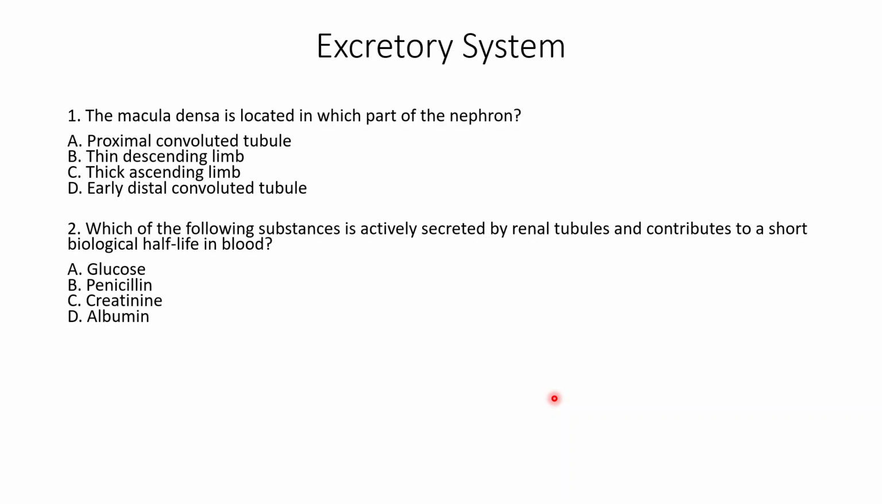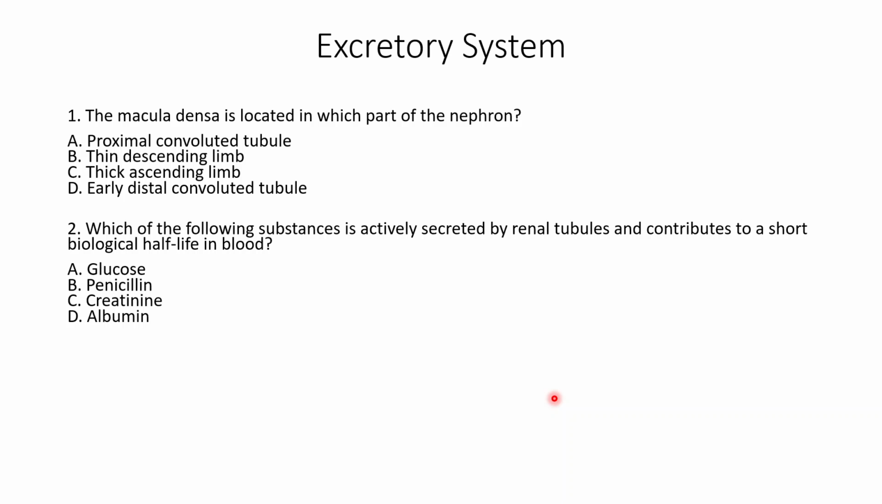So the correct answer here actually is penicillin. Okay, so let me just tell you why that is. Penicillin is actually actively secreted by the renal tubules into the filtrate. It's very efficiently secreted, and that's why its plasma half-life is really short.